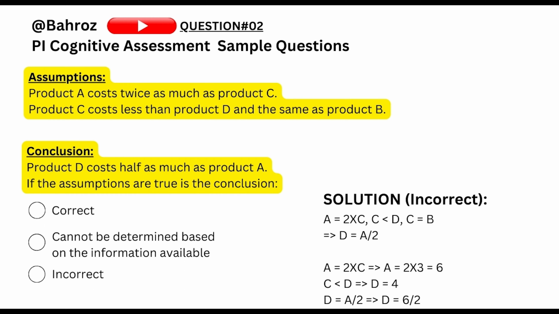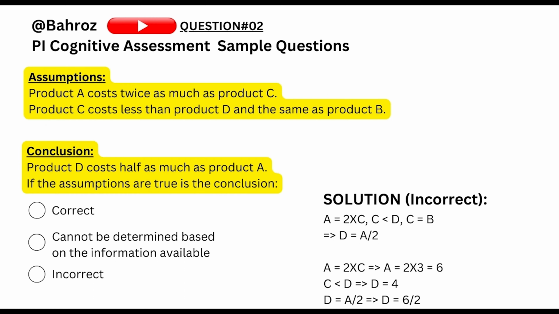Now what I will do here is I will just plug in some numbers just to see if the assumption is correct or not. So if A equals 2 into C, let's assume C is 3. So if C is 3, A equals 2 times 3 equals 6. So A will become 6 if C is 3. We know C is less than D, which means that D can be 4. It cannot be less than 3. It cannot be 3. It has to be more than 3. So D can only be 4 or higher. We are not using decimals here, so I'll assume 4 here.